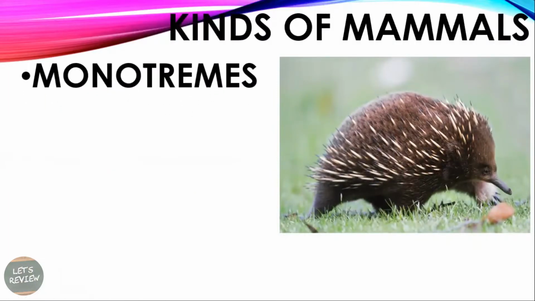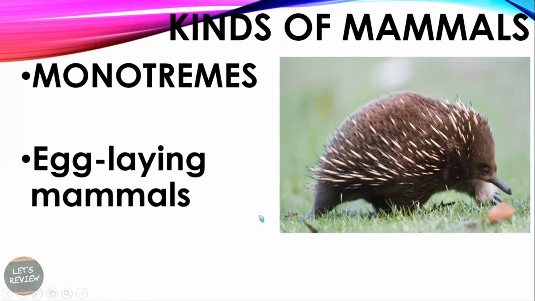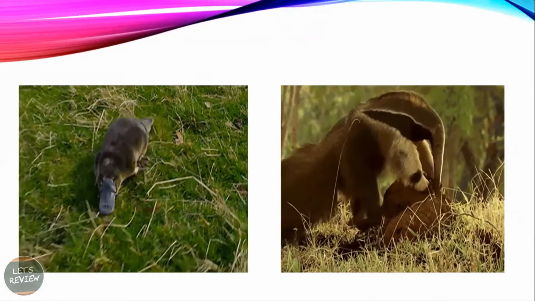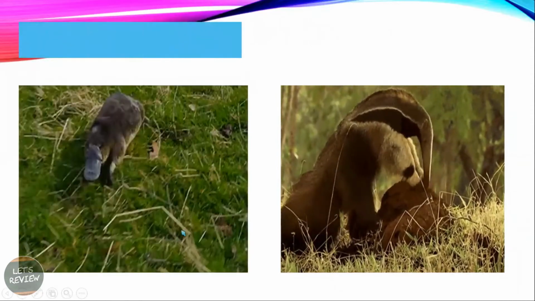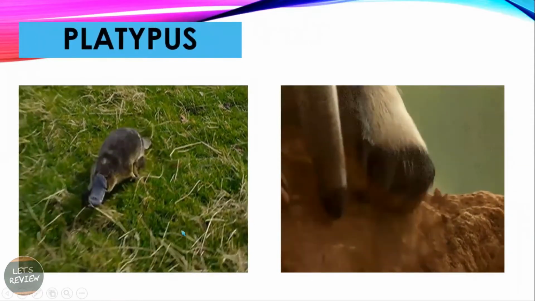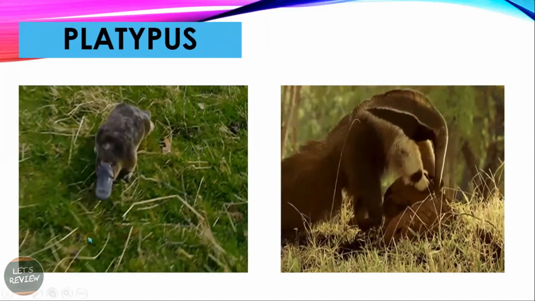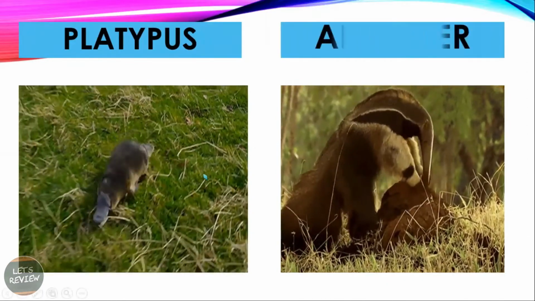These are the different kinds of mammals, beginning with monotremes. Like what I told you, some of them lay eggs. Monotremes are considered to be egg-laying mammals. They are reptile-like, but they are not totally reptiles. The examples of monotremes are the platypus. Another, the anteater.